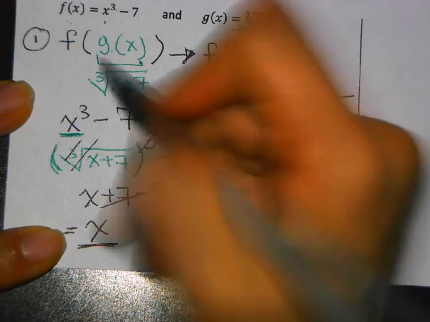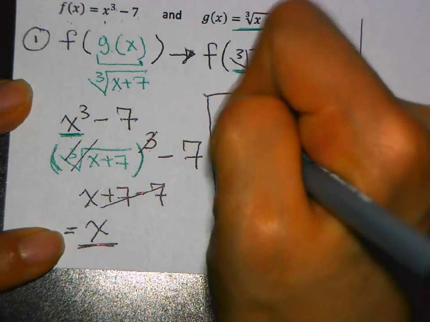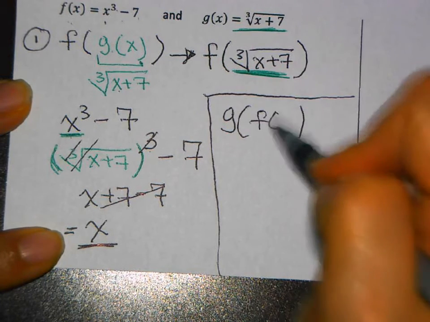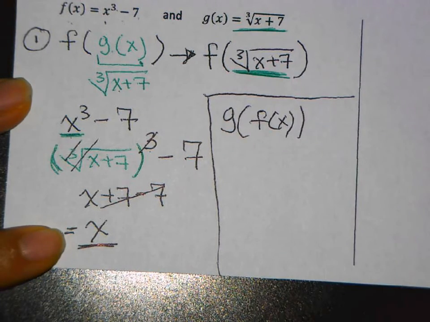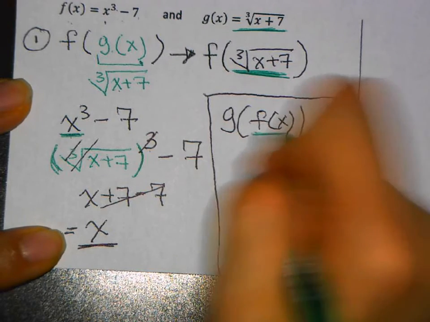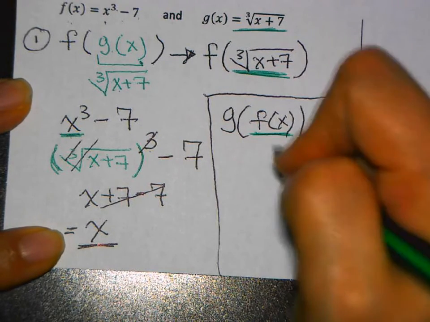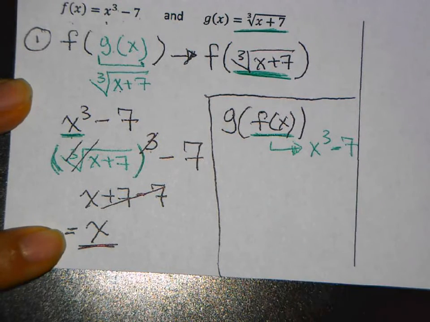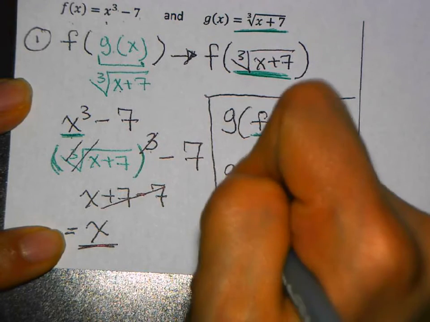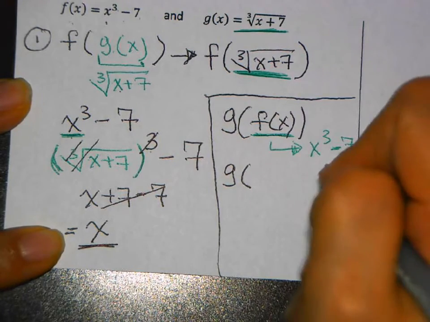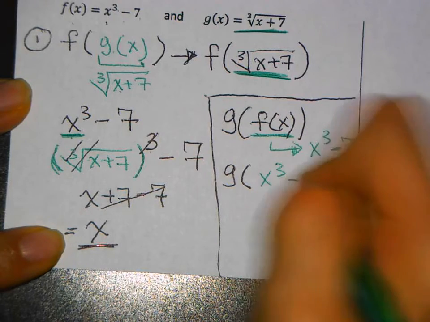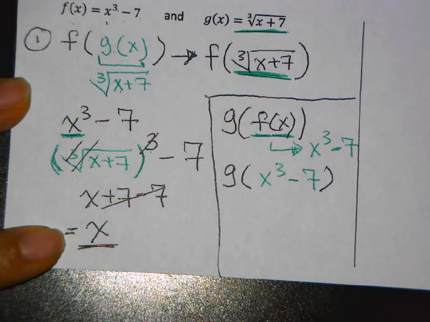You go, well, if f works, what if I put g of f of x? Right, f of x. What's that? That is x cubed minus 7. So what I'm really looking at is g of, instead of an x in there, I'm going to put in x cubed minus 7 in there.